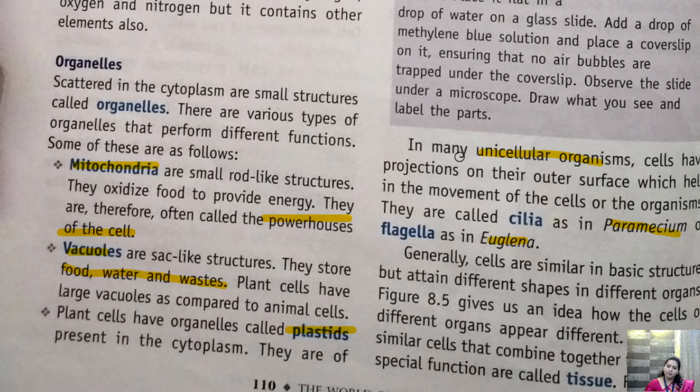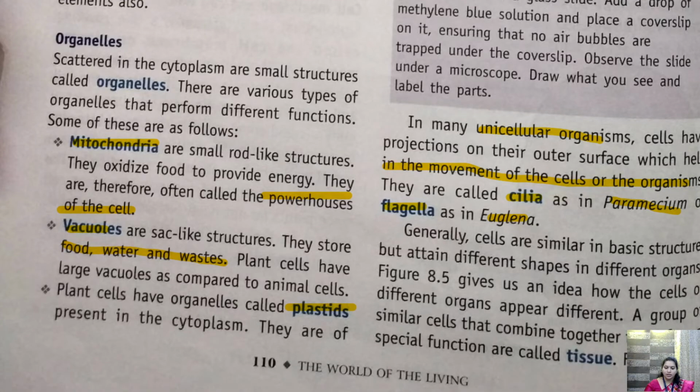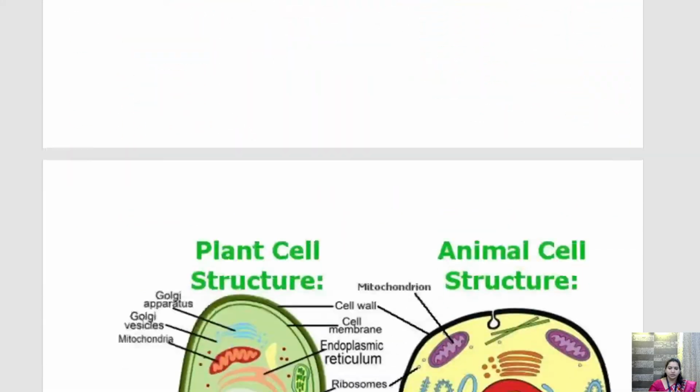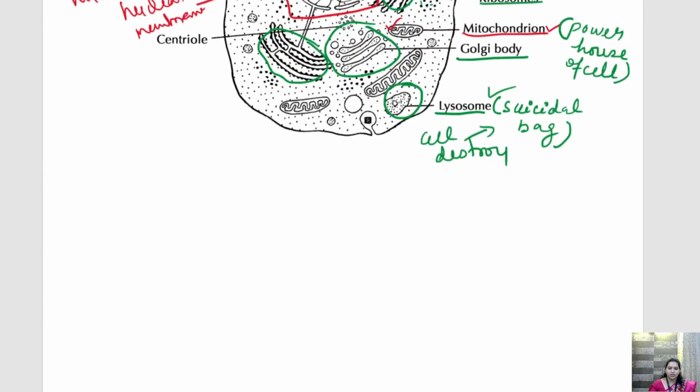In many unicellular organisms, cells have projections on their outer surface which help in the movement of the organism. They are called cilia as in paramecium, or flagella in the case of euglena. Okay, so let me show you what is paramecium and what is euglena. Let me draw it here itself.